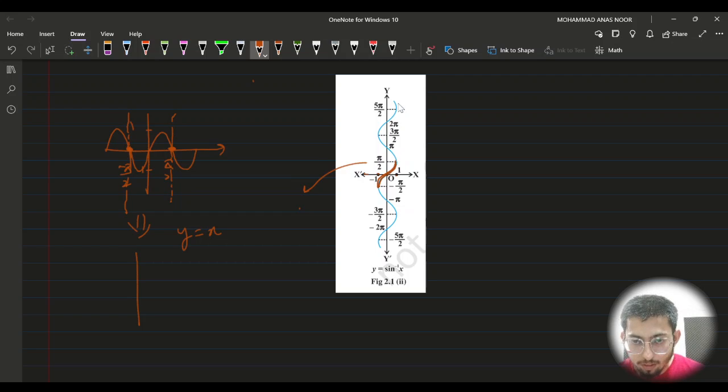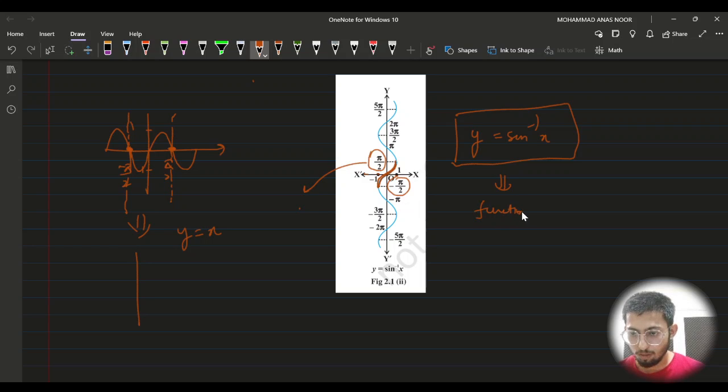You will not get all of these things when you restrict the sine function from minus pi by 2 to pi by 2. You only get this, okay. So this function now, which is y is equals to sine inverse x, you can easily verify that this is now a function, because for each value of x you will get a unique value for y, you will not get multiple values for y, okay.